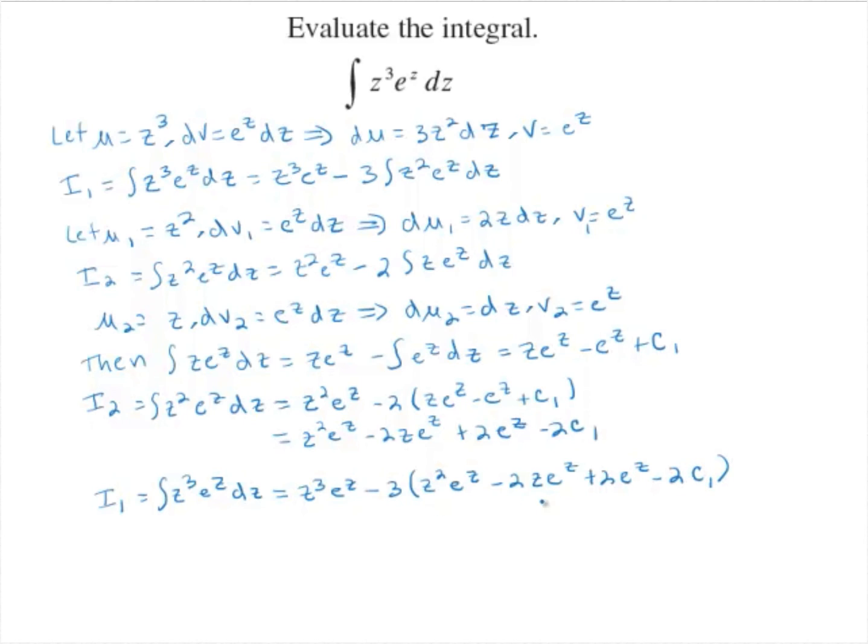So now we need to distribute the negative 3 here. So this equals z cubed e to the z minus 3z squared e to the z. Negative 3 times the negative 2 becomes plus 6z e to the z, and the negative 3 times the 2 is minus 6e to the z, plus c, where c equals 6c sub 1. So here is the evaluation of the integral.